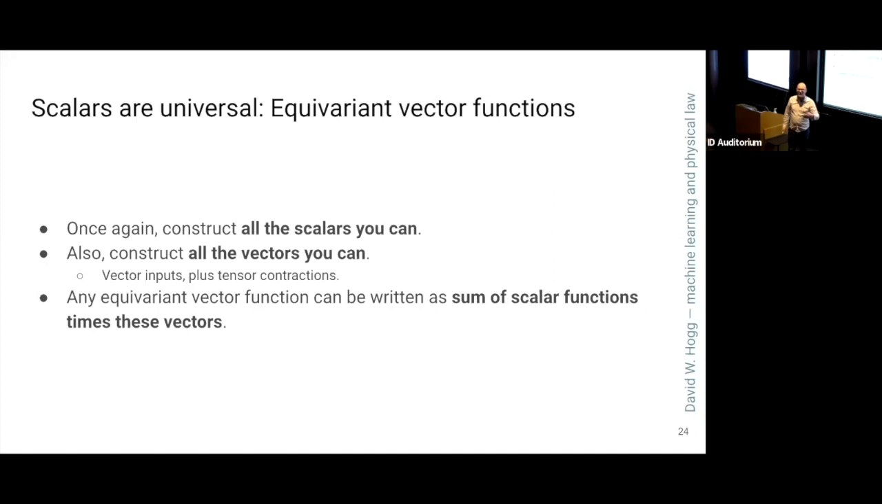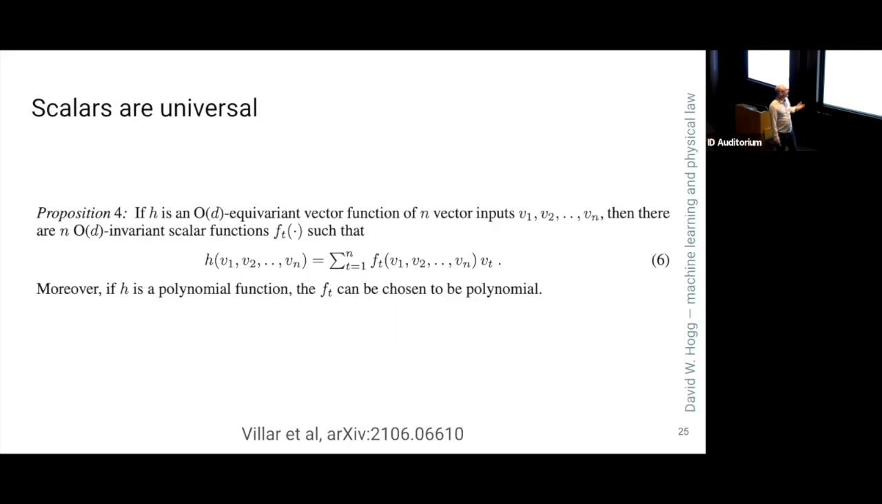It's actually quite straightforward to do this. And again, we can prove that it's universal. So we can prove that any equivariant vector function of vector, scalar, and tensor inputs can be made this way. Yeah, so here's the statement of it. So you want to get a function of vector inputs. This is just the vector case, but you have vector inputs here, and you have a vector function that outputs a vector. You can write it as a set of scalar functions times the input vectors, and that is universal.